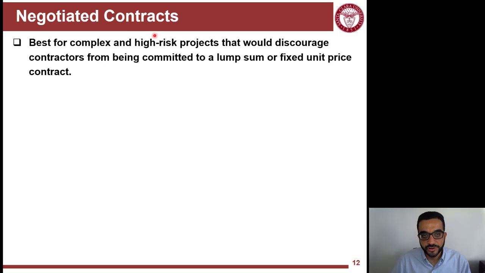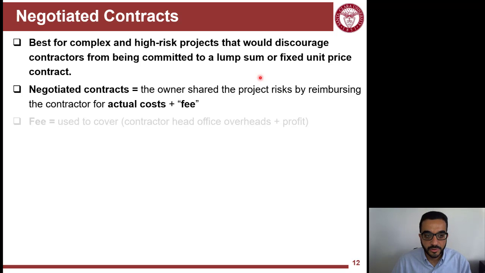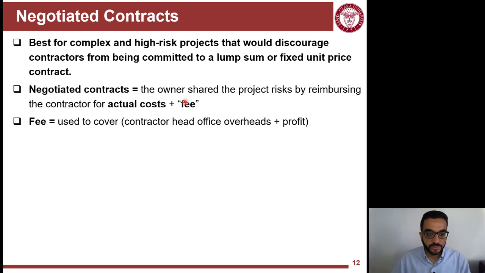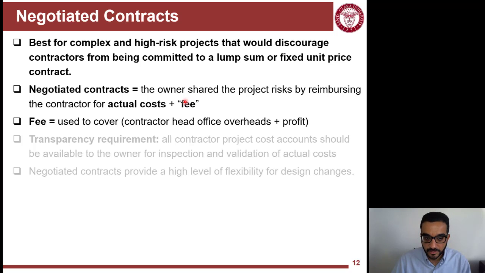So negotiated contracts and payment schemes are better for complex, high-risk projects that would discourage any contractor to commit to a lump sum or even a fixed price contract. So negotiated here means that the owner will share some of the risk by reimbursing the contractor for the cost of the work plus something, or the fee here. Now the fee can be used to recover the contractor overhead and also their profits.